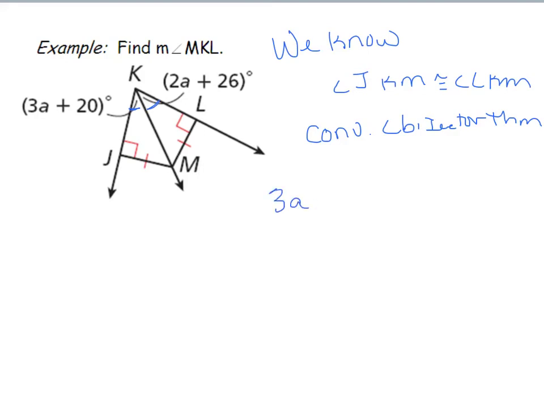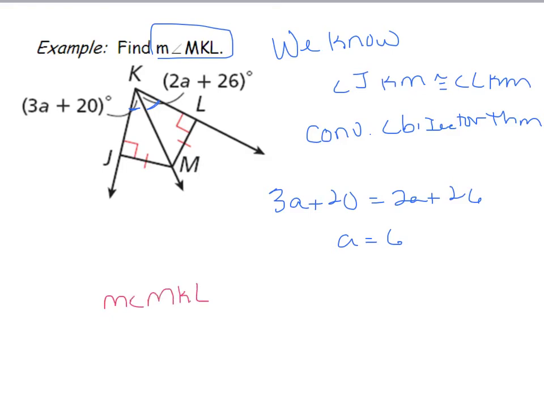So 3a plus 20 should equal 2a plus 26. You guys should have gotten that a is 6. But again, we're not done. We need MKL. So if I plug it in, the measure of angle MKL, what is this? 2 times 6 plus 26. You guys should have gotten 38 degrees.